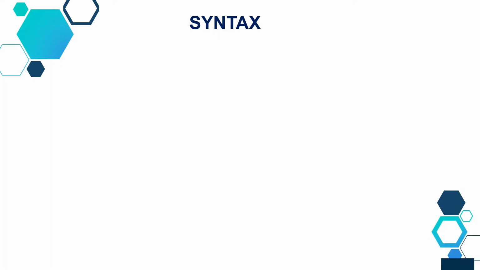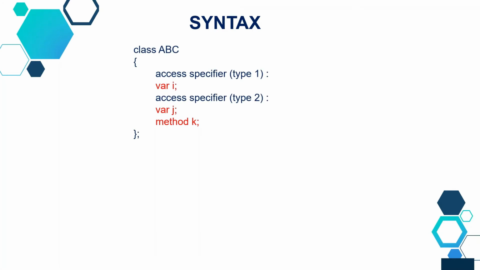Now let us see the syntax of using the access specifiers. Here I have defined a class ABC which contains two types of access specifiers, type 1 and type 2, and the members which we write below an access specifier belong to that type. As in here we can see that variable i belongs to type 1 and variable j and method k belong to type 2. Now let us see whether the members i, j and k can be used outside the class ABC and in some other classes.